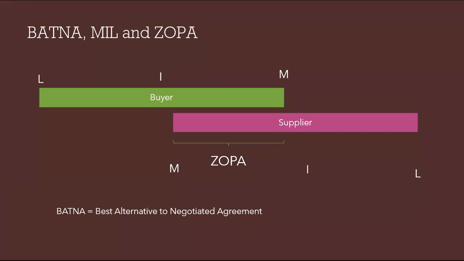In the exam, BATNA questions tend to focus on yes and no, like where we are preparing for this negotiation and we prepare a BATNA like this, then is this a correct action to do? The format is like that.